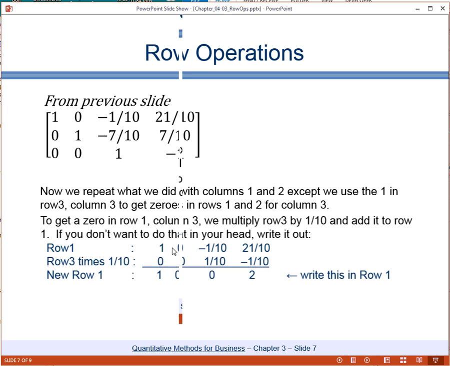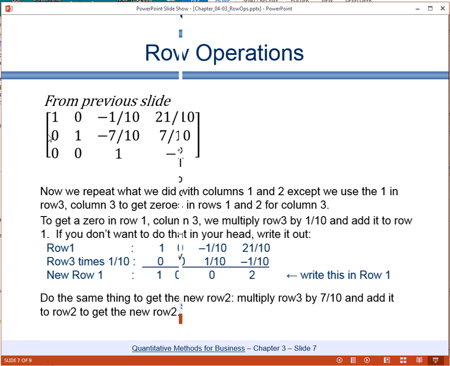And then, again, just add those up. I get 1, 0, minus a tenth plus a tenth, which is 0. That's what I was trying to do. And 21 tenths minus a tenth is 20 tenths, which is 2. And just write that down in row 1. That's your new row 1: 1, 0, 0, 2.